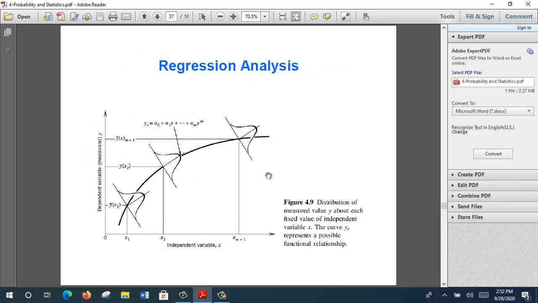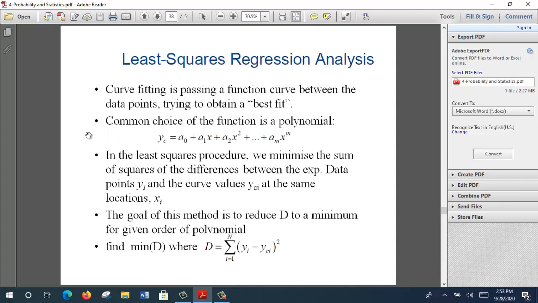So this is how regression analysis works. Distribution of measured data values of y about each fixed value of independent variable x. The curve yc represents a possible functional relationship. The explanation of this graph is mentioned here. Curve fitting is passing a function curve between data points, trying to obtain a best fit. That is the normal practice.